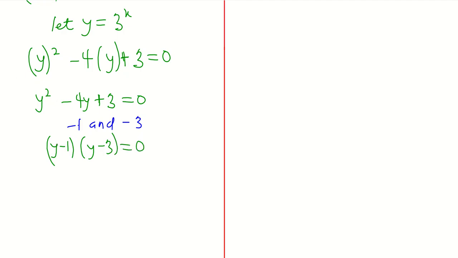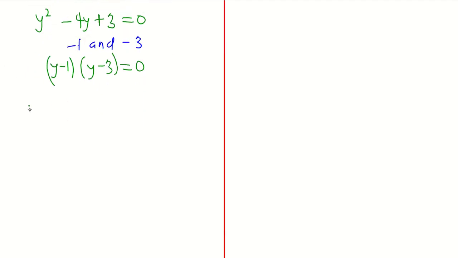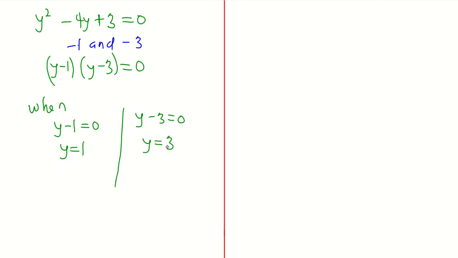So in finding the value of y, we can see when y minus 1 is equal to 0, then y is equal to 1. And when y minus 3 is equal to 0, we know y is equal to 3. And that becomes the value of y. But remember, we are not interested in finding the value of y, but rather x. y is helping us to find the value of x.